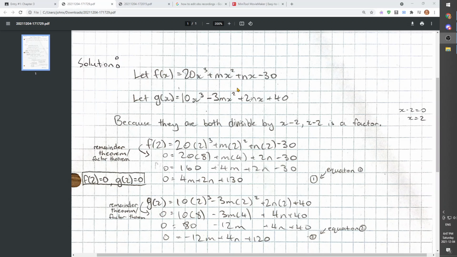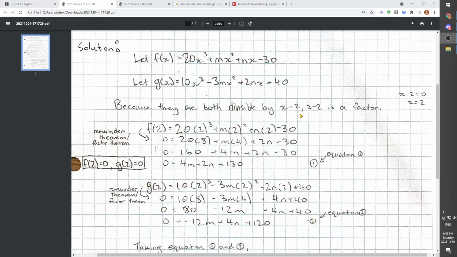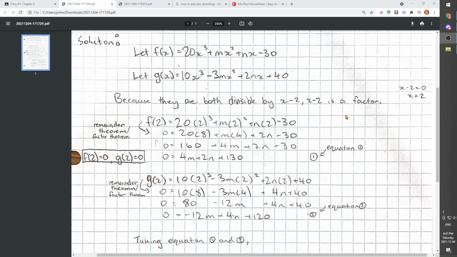mx squared plus nx minus 30, and also let g of x equal 10x cubed minus 3mx squared plus 2nx plus 40. With these two equations, since they are both divisible by x minus 2, x minus 2 is a factor of both equations.